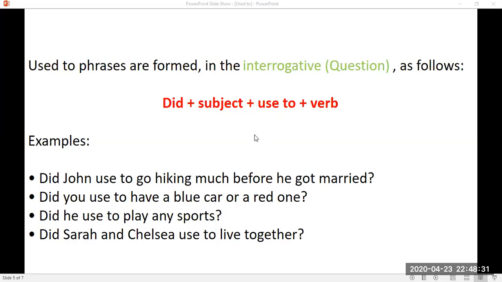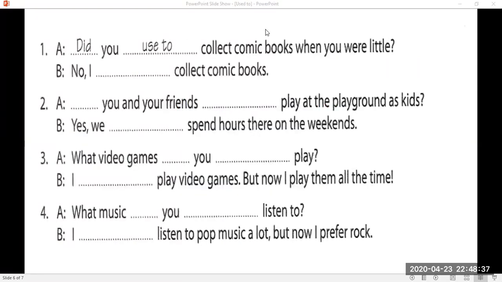Okay, now let's practice this. Look at these questions and statements and try to fill the gaps to complete them. So look at number one. Did you used to collect comic books when you were little? No, I collect comic books. So if you said, no, I didn't used to collect comic books, your answer is correct.